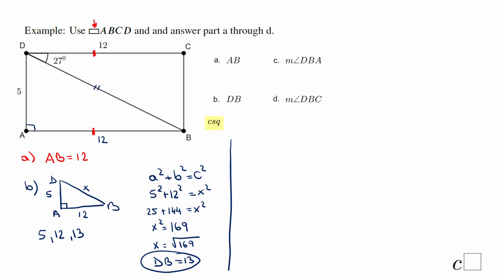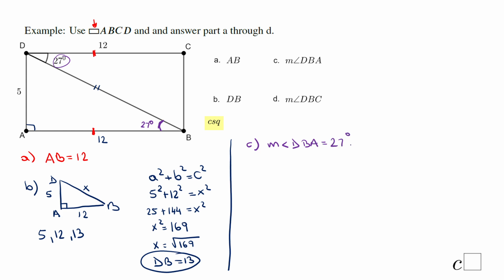And in part C, we are asked the measure of angle DBA. DBA, so it is this angle. And this angle here will be the same as this one, 27. Why? Because these two angles are alternate interior angles. DC and AB are parallel lines, right? And those two angles are alternate interior angles. So the measure of angle DBA is 27 degrees.